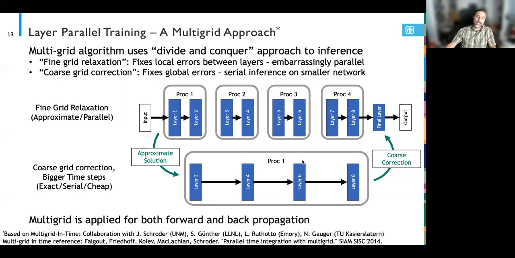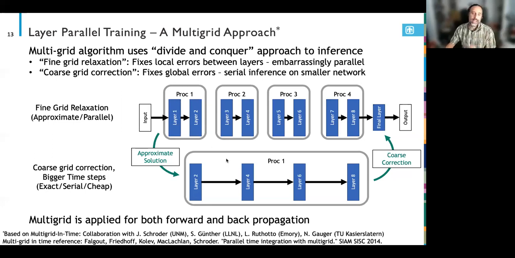Now you can repeat this process multiple times, going through the exchange between fine level and coarse level and back to fine level until you actually achieve convergence for the forward propagation. So basically, you always have this discontinuity until you actually reach some sort of convergence within this iteration.